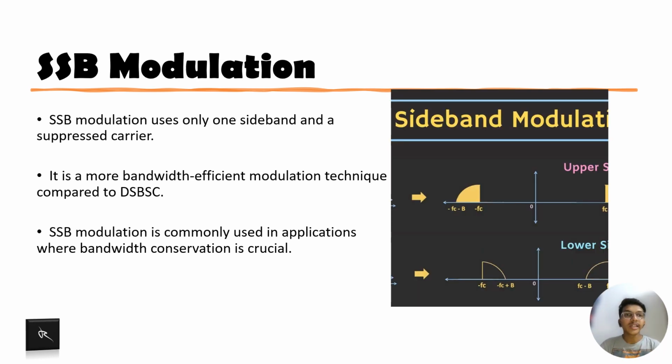SSB modulation. SSB modulation uses only one sideband and a suppressed carrier. It is a more bandwidth efficient modulation technique compared to DSBSC. SSB modulation is commonly used in applications where bandwidth conservation is crucial.